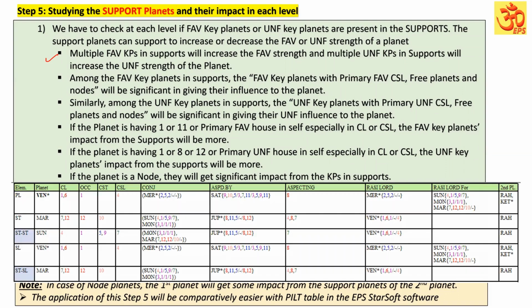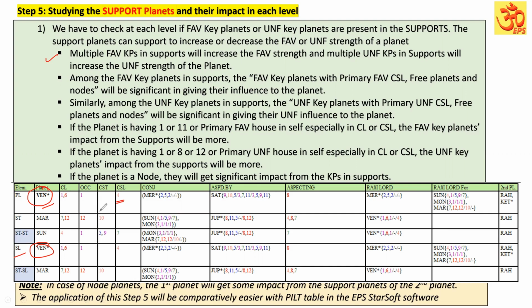You can see this is the EPS table of the planet Venus. Venus is in the nakshatra of Mars, Mars in the nakshatra of Sun, and Venus is the sublord of Venus itself. Now, let us check this planet level, Venus. Venus is Lagna Lord, 6th Lord occupying Lagna, and 4th cuspal sublord. We are studying this planet for the event of marriage.